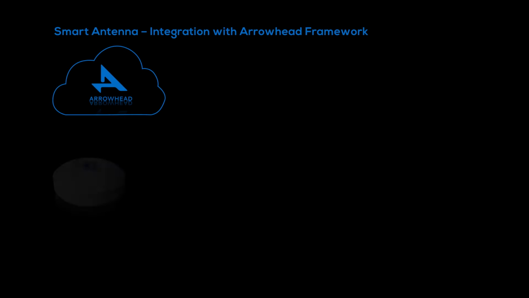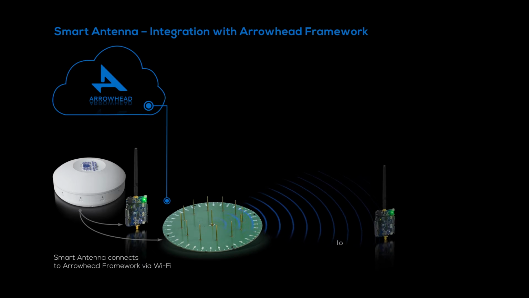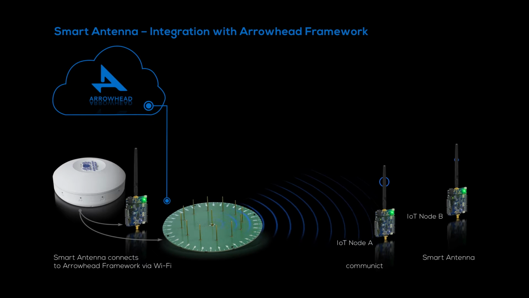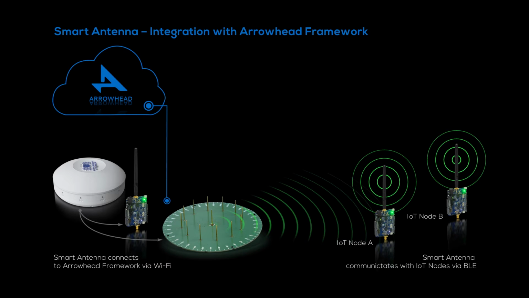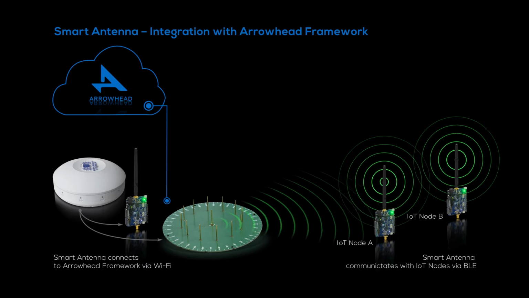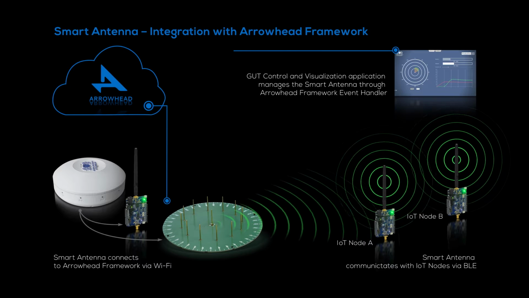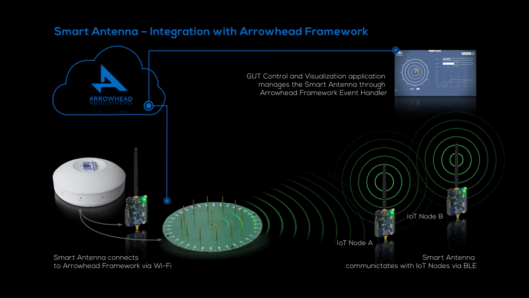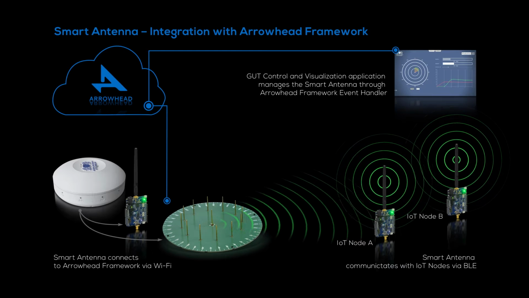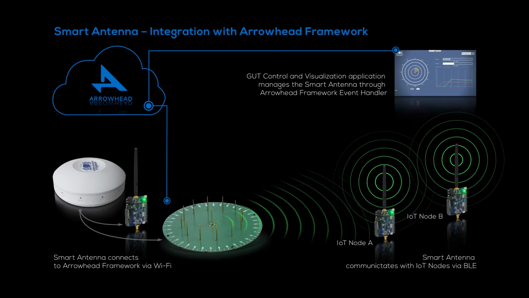Smart antenna, as a part of the Productive 4.0 project, has been integrated with the Arrowhead framework. It connects to the local Arrowhead cloud via Wi-Fi and with IoT nodes via Bluetooth Low Energy. GUT's control and visualization application manages the smart antenna through the Arrowhead framework event handler, allowing the system administrator to configure connectivity and security parameters of the IoT network.